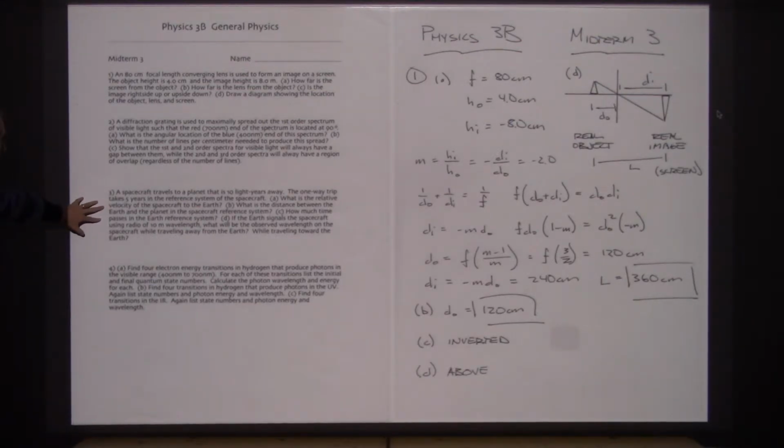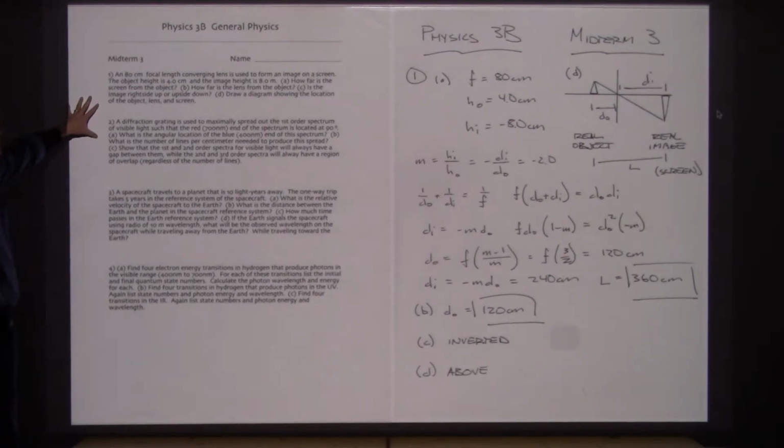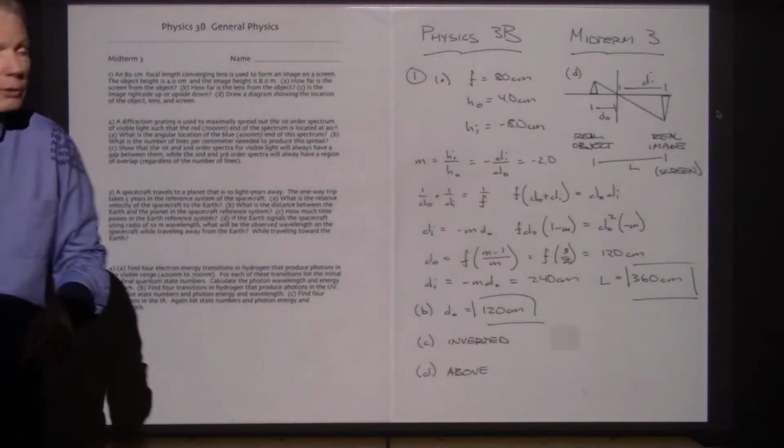And here we have a problem from relativity. And then here's a problem from one of the quantum physics chapters. So that's what we're looking at. Probably a couple of problems from the optics chapters, something maybe on classical light, something on interference effects of light, and then a couple of problems from the relativity and quantum mechanics chapters. So let's take a look at this first problem.